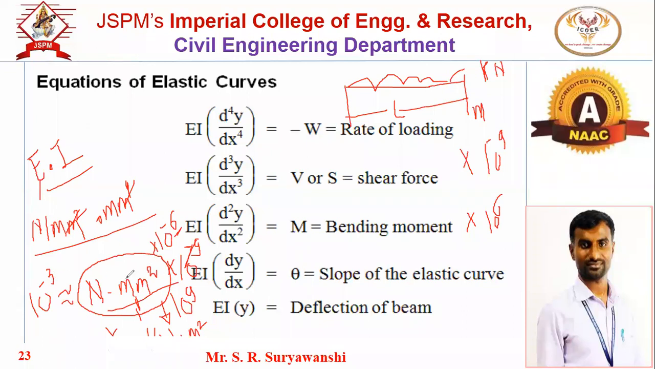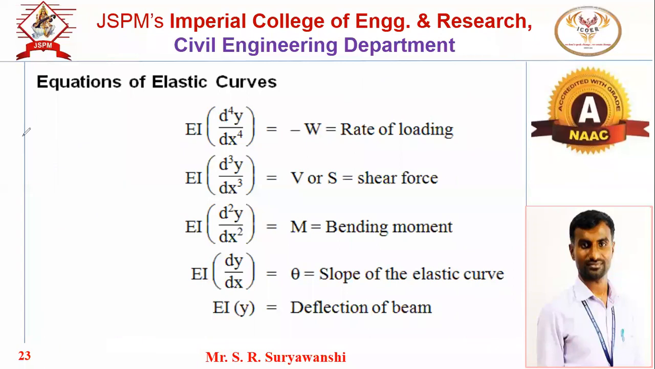So what do you have to do? Newton into mm square has to be multiplied by 10 to the power -9, then you will get the unit as kilonewton into meter square, or else you divide Newton into mm square by 10 to the power 9. It is the same; if you take this upward, it becomes -9. Okay, meaning Newton into mm square to kilonewton into meter square, either divide by 10 to the power 9 or multiply by 10 to the power -9.